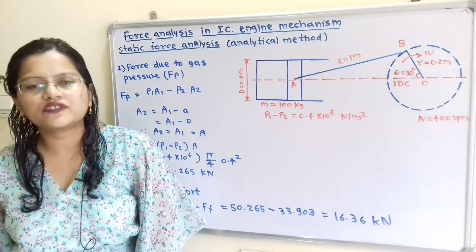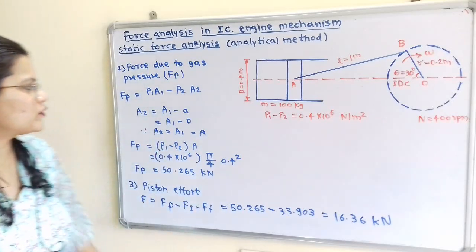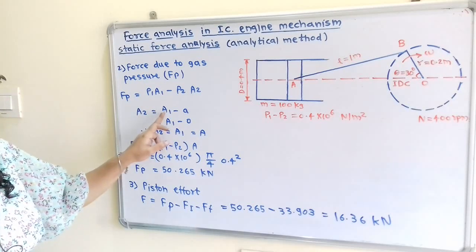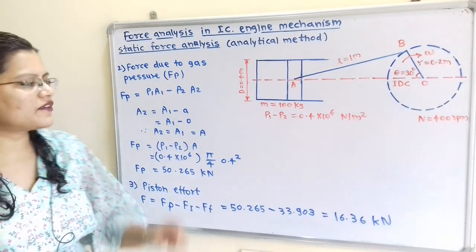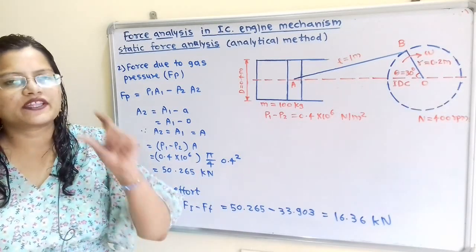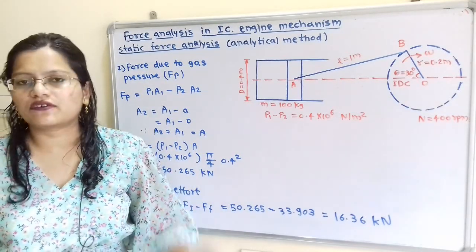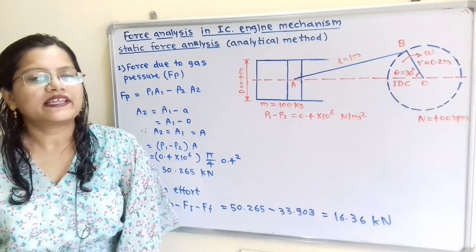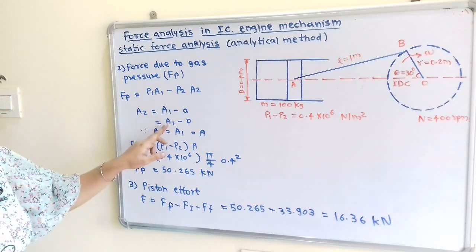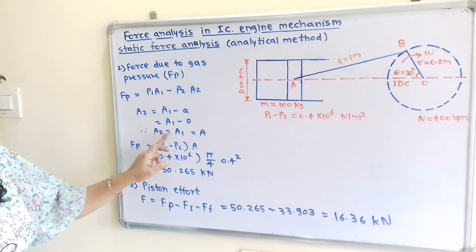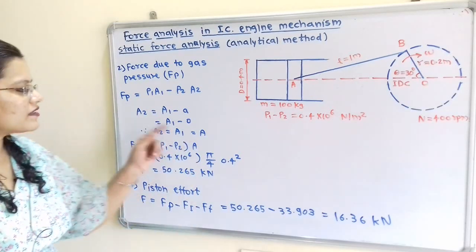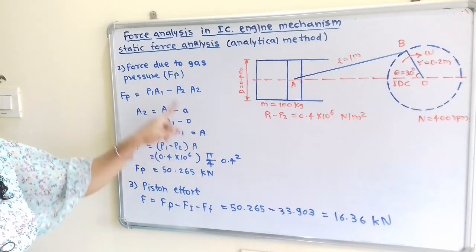Second question, force due to gas pressure, that is Fp. So Fp is equal to P1A1 minus P2A2. So A2 is equal to A1 minus a. So this is the formula to calculate area A2. But here small a, that is the area of piston rod, or we can say diameter of the piston rod, is not mentioned. That means it is negligible and we have to consider it as 0. So A2 is equal to A1 minus 0. So A2 is equal to A1 and we will refer here as A. So we will consider instead of A1 and A2 as A.